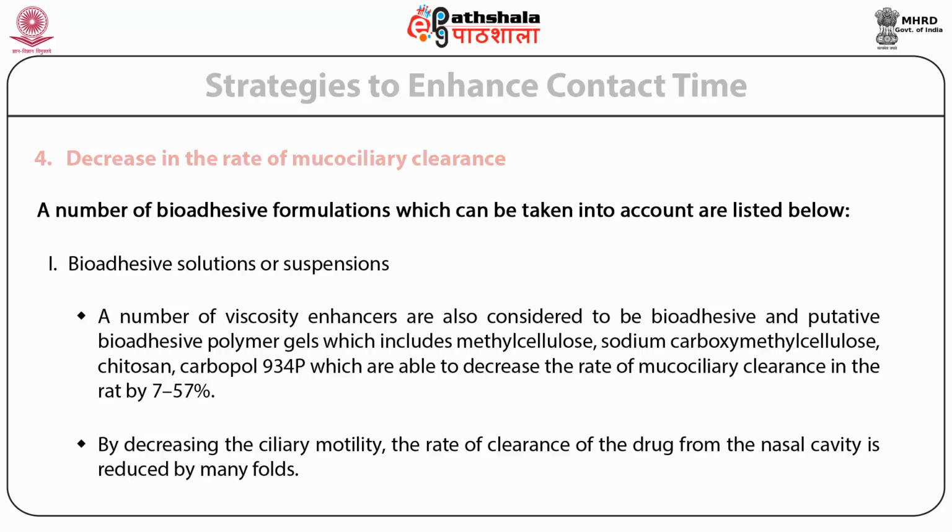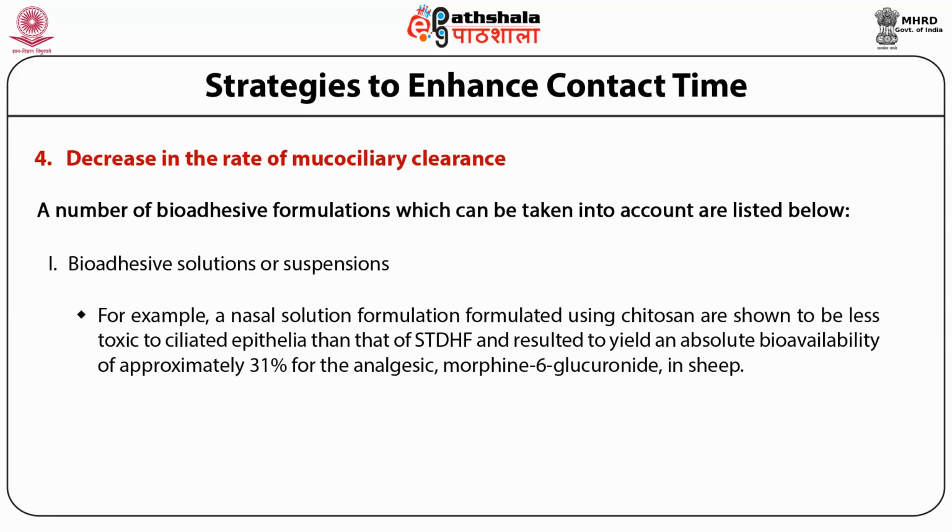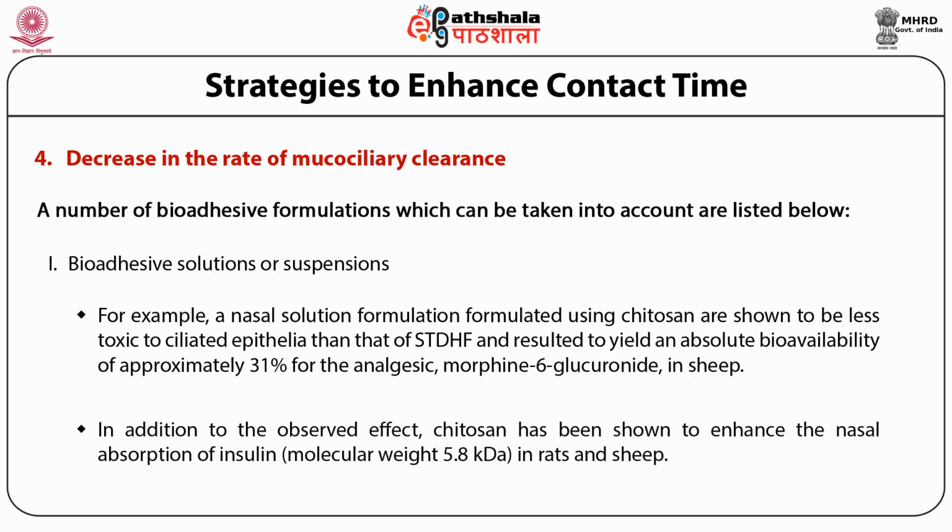By decreasing the ciliary motility, the rate of clearance of the drug from the nasal cavity is reduced by many folds. For example, a nasal solution formulated using chitosan is shown to be less toxic to ciliated epithelia than STDHF and resulted in an absolute bioavailability of approximately 31% for the analgesic morphine-6-glucuronide in sheep. In addition, chitosan has been shown to enhance the nasal absorption of insulin, which has a huge molecular weight of 5.8 kilodaltons, in rats and sheep.